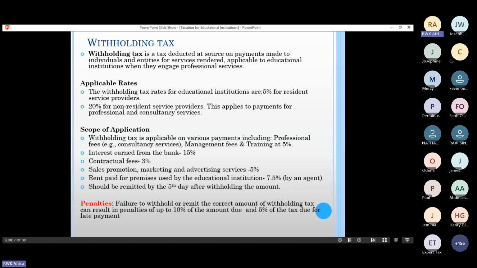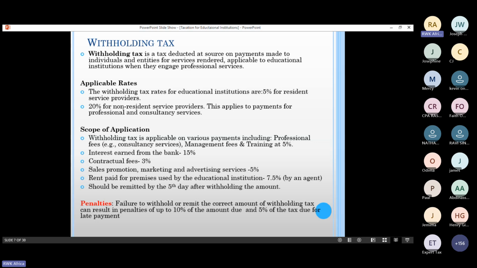In this case, we have professional and consultancy fees. If you have engaged a professional or a consultant for any services, you are supposed to withhold 5% of the amount charged and remit that to KRA. If you have engaged an auditor and they have charged you 200,000 for the audit, you're supposed to withhold 5%. Any amount that is above 24,000 per month is subjected to 5% and should be paid to the authority within 5 days after the payment of that amount to the service provider.